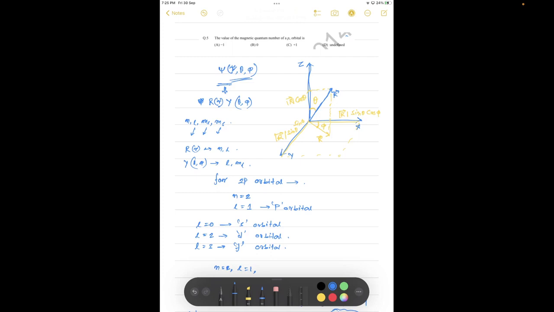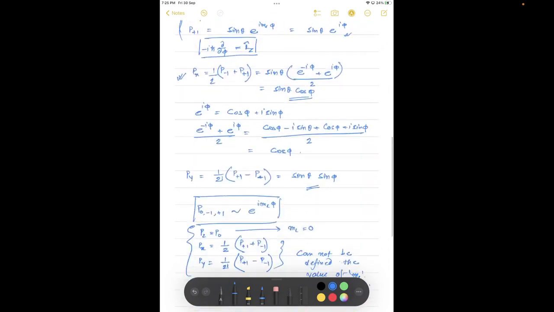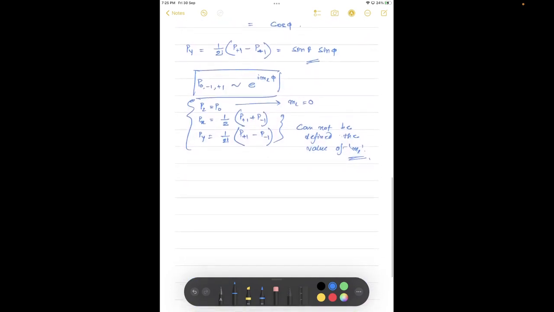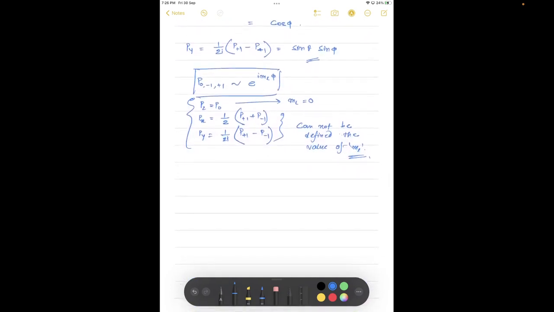Now if it was asked for the magnetic quantum number of a p minus 1 or p plus 1 orbital, you could tell the exact value of ml, that is minus 1 and plus 1. But for the px and py orbitals, you cannot define the ml value because each is a plus and minus combination of these two functions. So option D is the correct answer in this case.